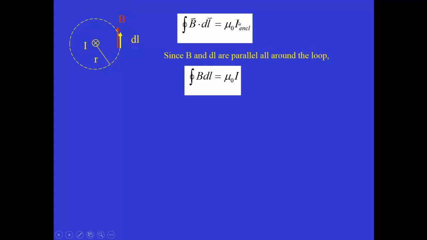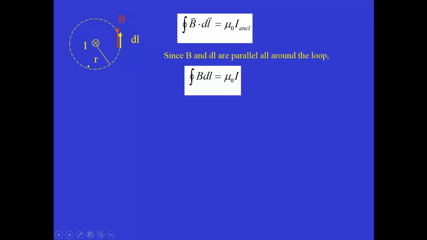The right-hand side, now here's what the I enclosed means. We have defined a circular loop, and what is the current that passes through the inside of that loop, that passes through the surface that that loop defines? And that is simply the current I. So on the right-hand side we get mu naught times I.